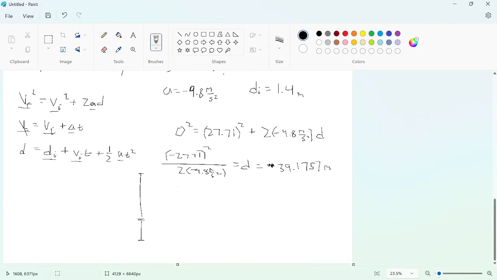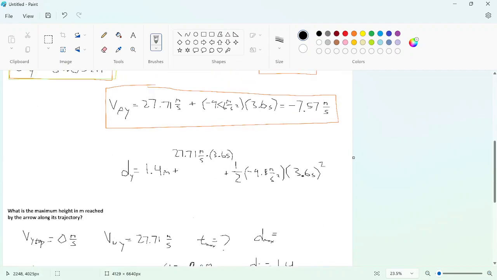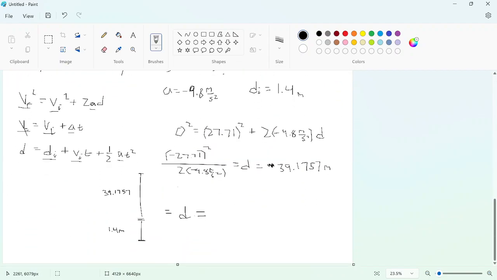Plus the distance that it started out, that it started above, which is 1.4 meters. So its total distance is going to be equal to 39.175 plus 1.4. This is our D max. This is going to be our distance at the very top.